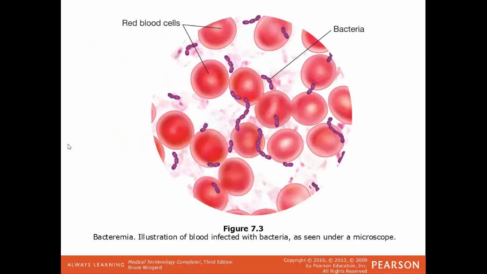All right, here's an illustration of bacteremia. In a normal blood sample, a normal blood smear, they look under a microscope. Bacteria should not be there at all. There are some things that should be in blood. There's some things that definitely should not be in blood. And bacteria is one of those things that should not be found in a blood sample. Very big indicator that something is wrong. These are the representations of red blood cells here. And these will be the bacteria.